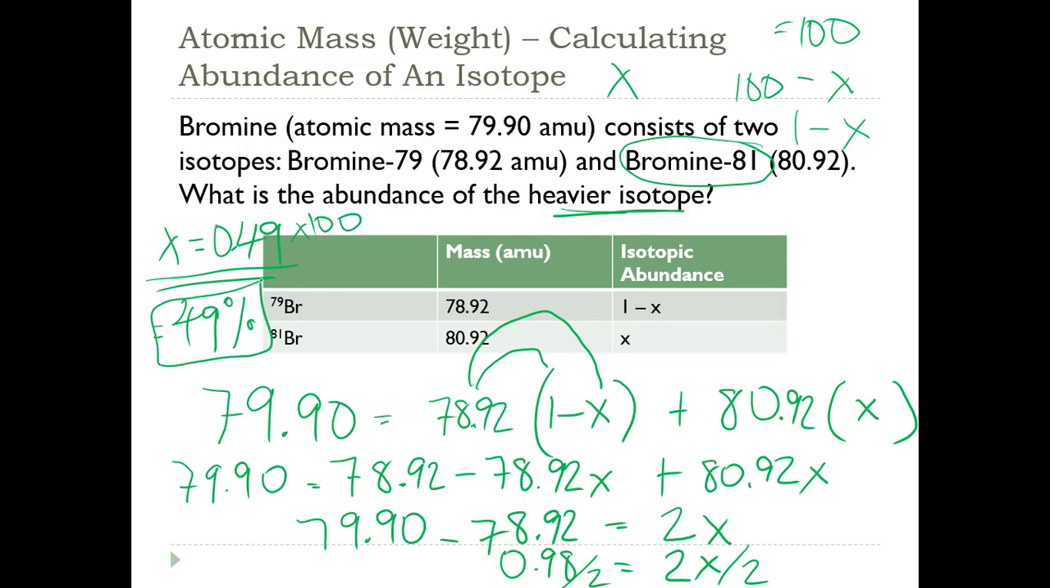So the isotopic abundance, or percent abundance, of the heavier isotope, bromine 81, is 49%. And then for the other one, you say 1 minus 0.49, or 100 minus 49, which gives you 0.51, or 51%. But again, since we didn't have the percents we needed, because that's what we were trying to find, we set them equal to x and 1 minus x respectively.